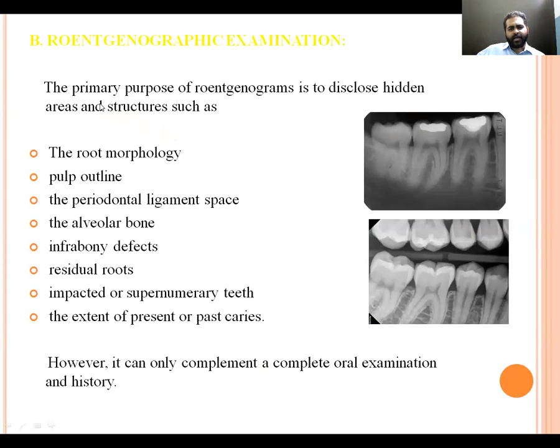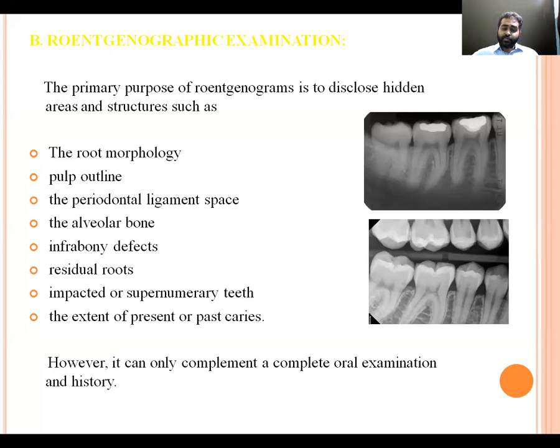When you go for the radiographic examination, the purpose is to disclose the hidden areas and structures which will be helpful in the diagnosis of your fixed partial denture or the abutment tooth, and it can be used for the tooth preparation or the fabrication of the fixed partial denture. The first and most important is the morphology of the root, the pulpal outline, the periodontal space around your abutment tooth, and the alveolar bone, its location and presence. Whether iatrogenic defects are present or not, and whether residual roots are present. If they are present, we have to remove them and reconsider our abutment.